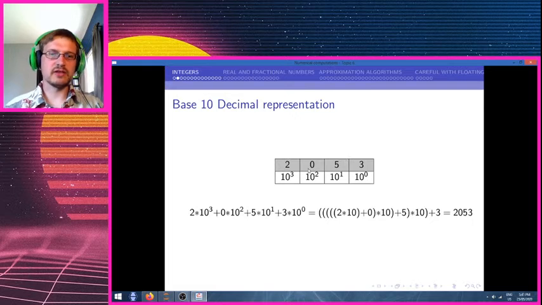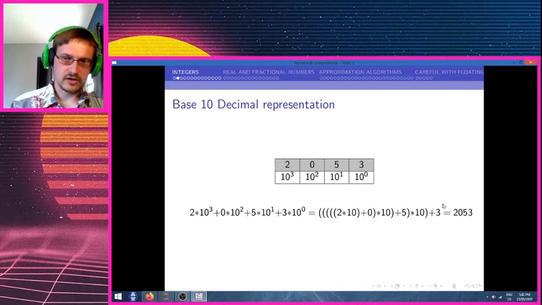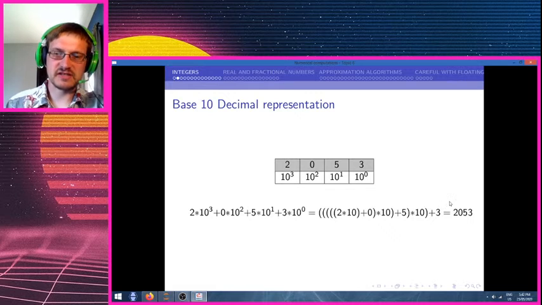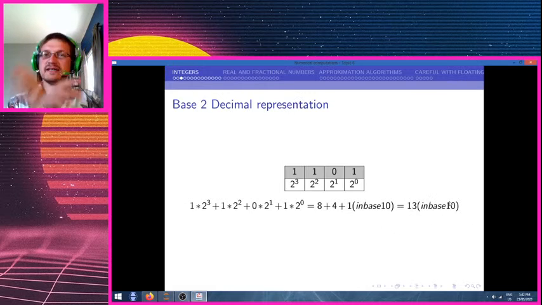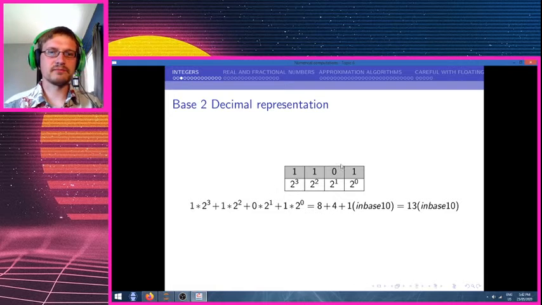So in the decimal system, the number 2053 is a 2, a 0, a 5, and a 3. 2 times 10 to the third, 0 times 10 to the second, 5 times 10 to the first, and 3 times 10 to the 0th. So even when you're just multiplying by 1, that's still a power of the base of the number system. So this is fine in the decimal system.